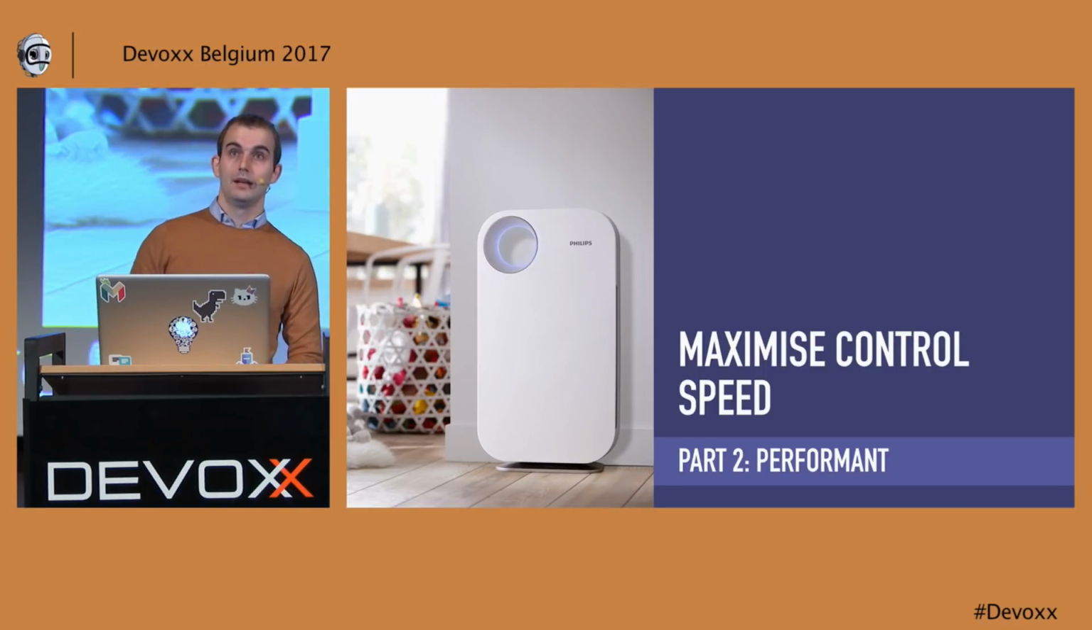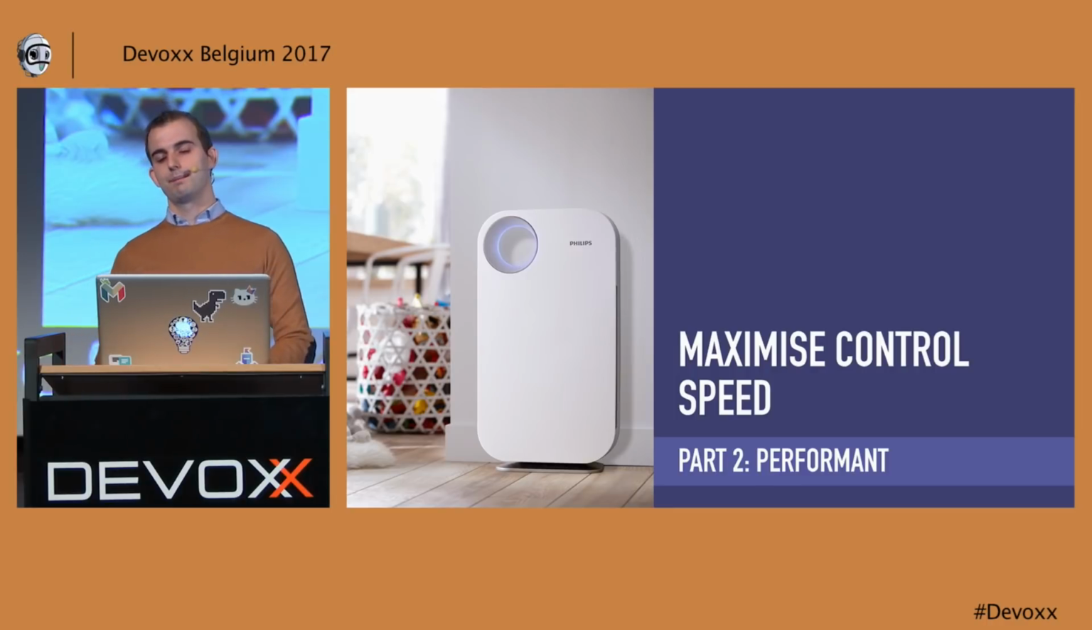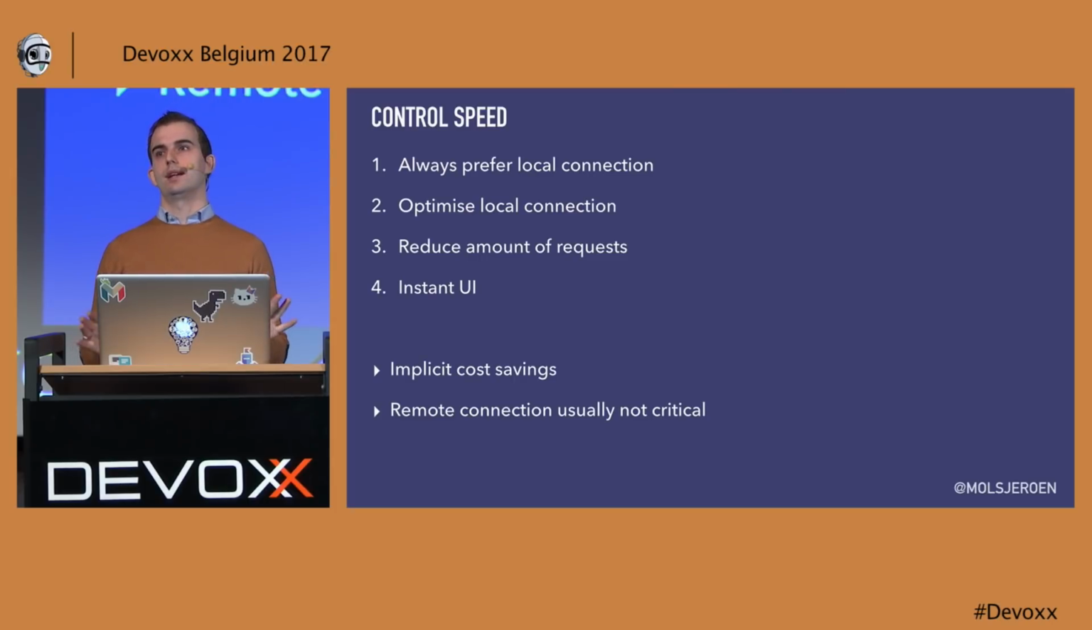All right, let's now maximize the control speed. To make your product work fast, you can basically do 4 things. First, always prefer a local connection, because a local connection will always, by definition, have fewer hops and will always be faster. Sorry about that. Secondly, a local connection also doesn't have any cost involved. With a connection over your backend, every server request you do has some kind of cost attached to it. Local connections are faster and they're free, so always try to use those.